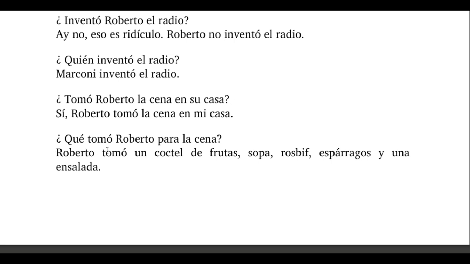¿Qué tomó Roberto para la cena? What did Robert take for dinner? Roberto tomó un cóctel de frutas, sopa, roast beef, espárragos y una ensalada. Robert took a fruit cocktail, soup, roast beef, asparagus, and a salad.